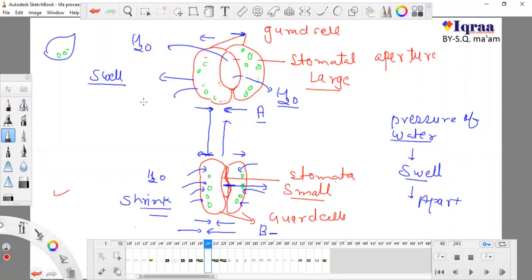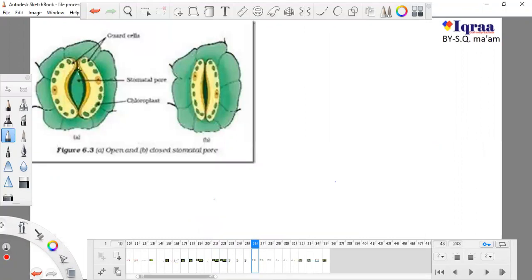So these are two possibilities. You can see this is our guard cell. This is the opening of stomata, and this is a large stomata. Not good to say swell, we can say it is a large stomata, and these two guard cells are in swollen condition. And this is a small stomata, and these two guard cells, you can see, are shrunk.